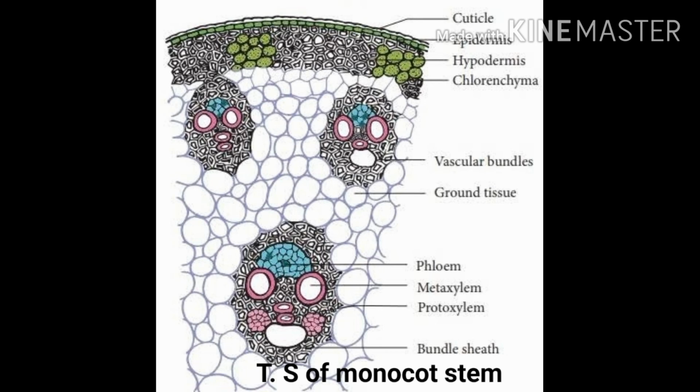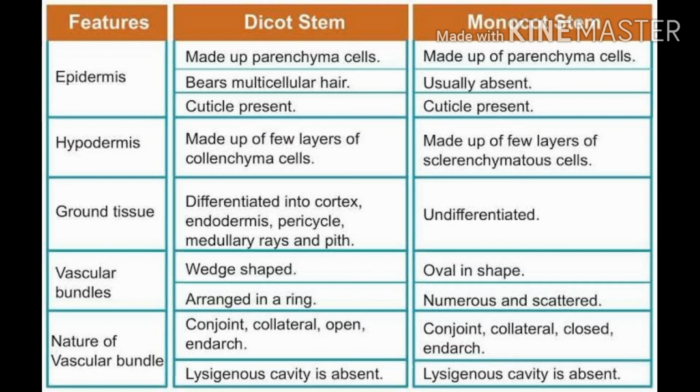Then the type of vascular tissue is like dicot, here also conjoined, collateral, but a closed vascular system. That means cambium will be absent. It doesn't give rise to new xylem and phloem. So these are the characteristics of internal structure of monocot stem. So here is the slide for your summary.